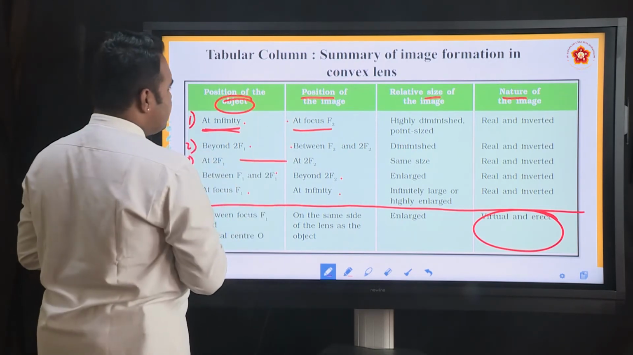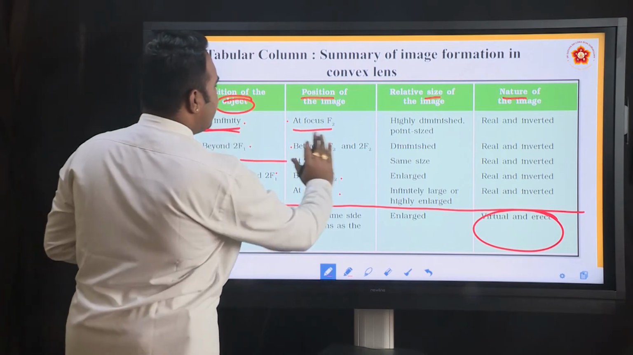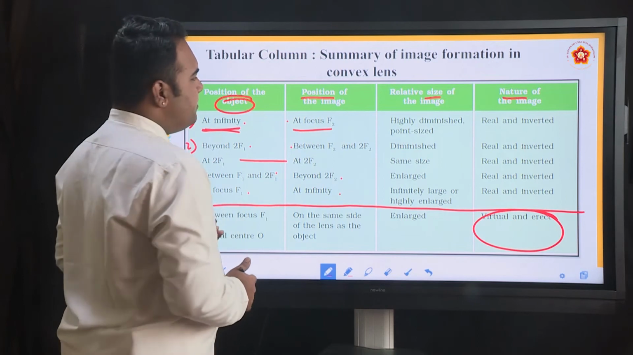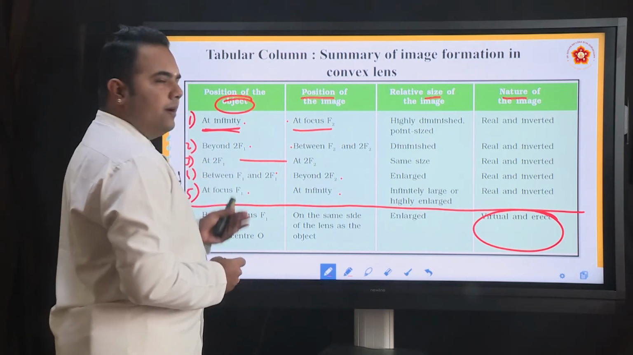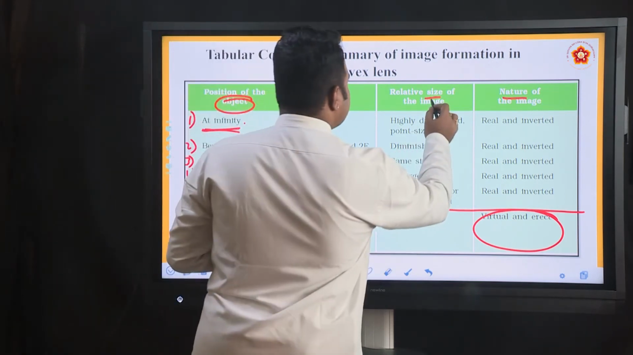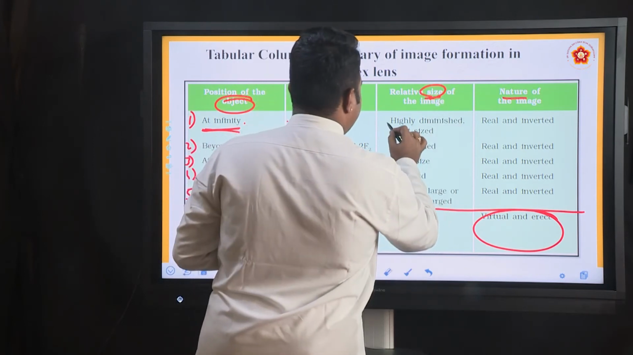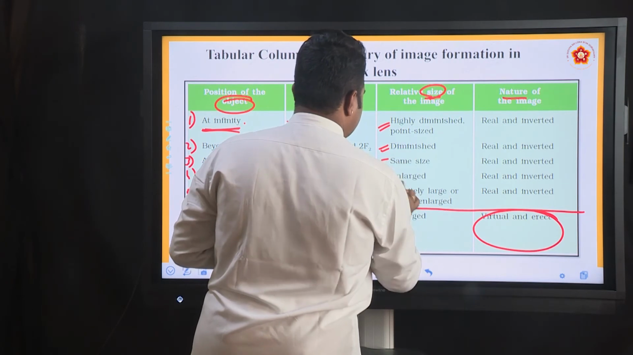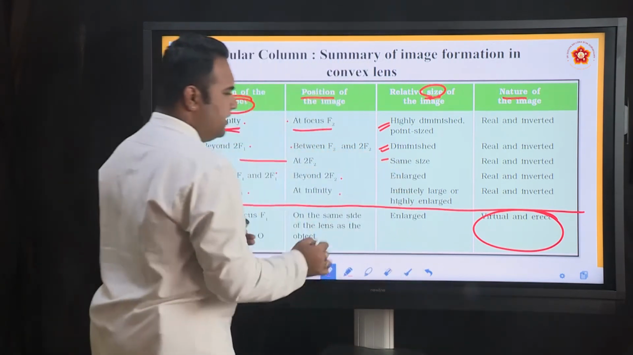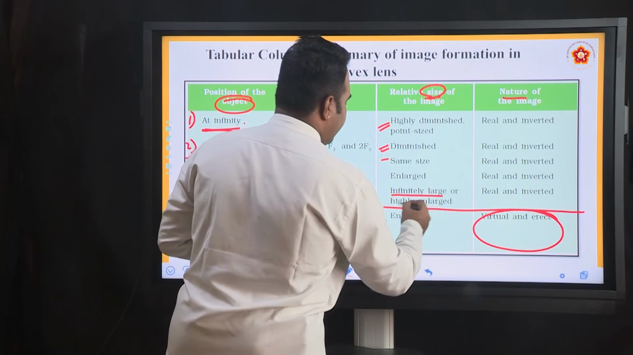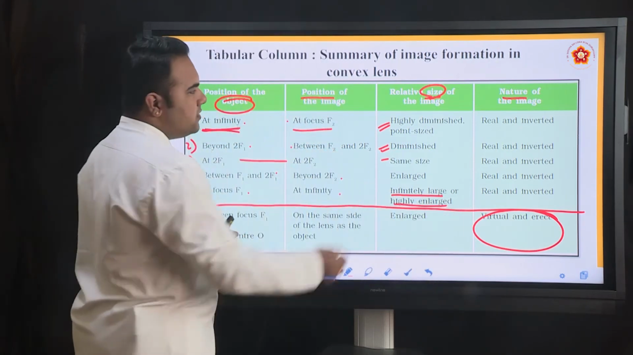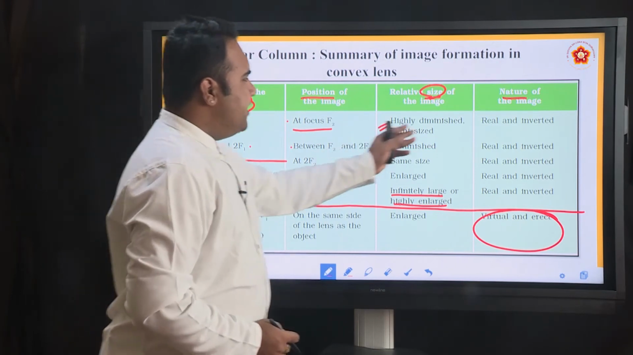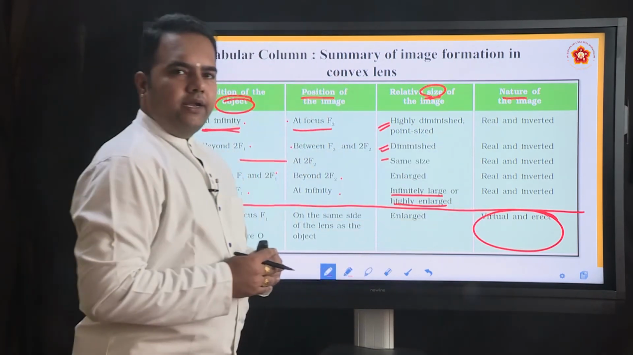So there is some kind of symmetric nature between the position of the object and position of the image for a convex lens and a concave mirror, if you remember. Similarly, there is some kind of pattern you can observe in the size of the image: highly diminished, diminished, same size, enlarged and highly enlarged, infinitely larger. You can use either of these 2 terms. So there is some kind of repeating pattern, and the nature of the image is always real and inverted.